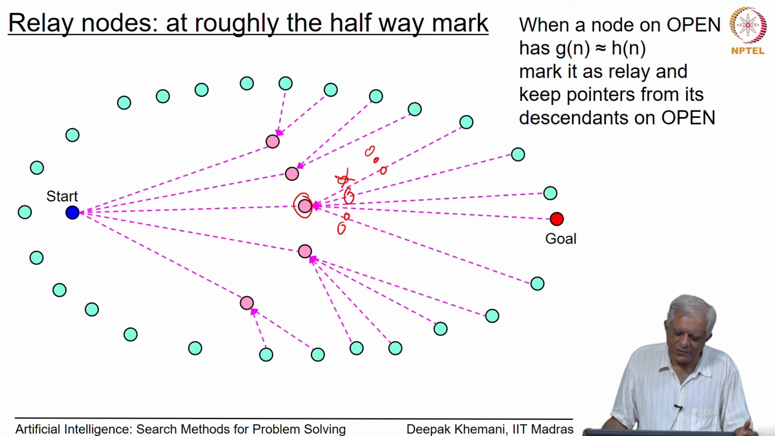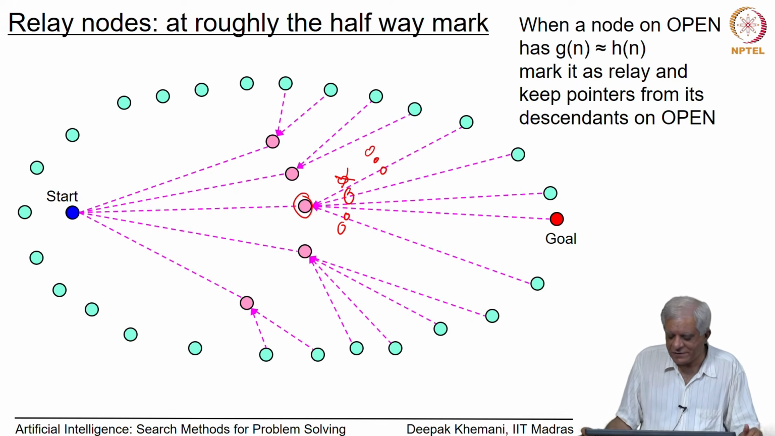So, at the point where a node on open becomes such that its g value is roughly equal to its h value, convert that node into a relay node, do not delete it, and use it as an ancestor for all its descendants, keep pointers from all its descendants which are on the open list. So, this is how the algorithm looks at the point where it terminates. You can see that there is one pointer from the goal node, the pointer goes to the relay node which I have circled, which is an ancestor of the goal node.